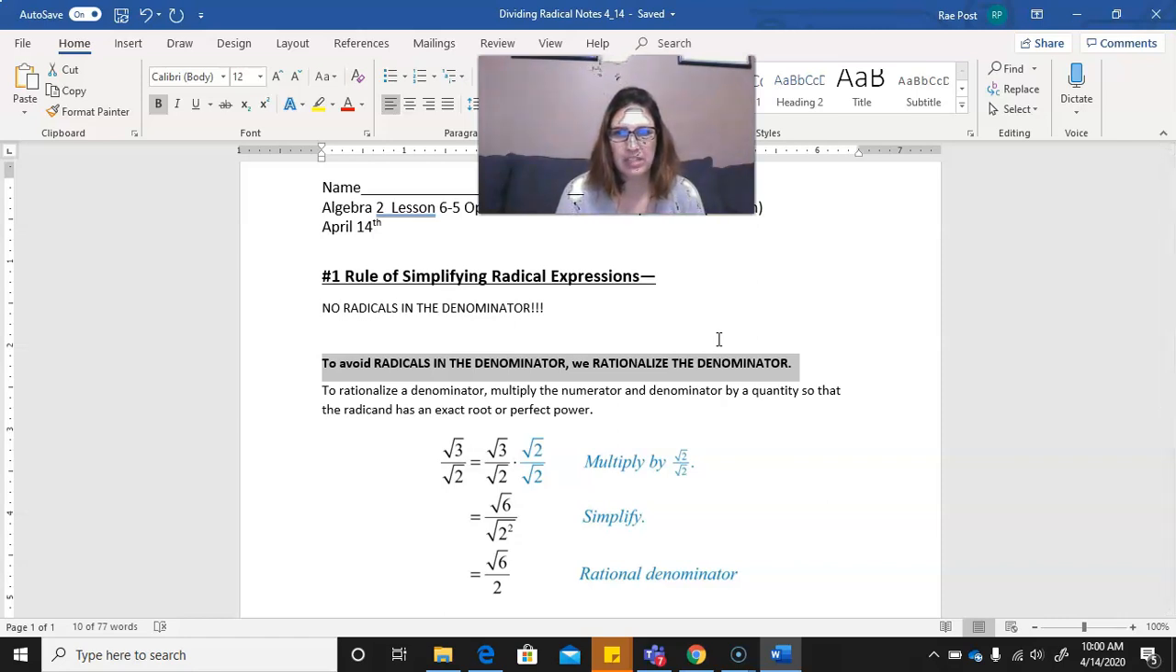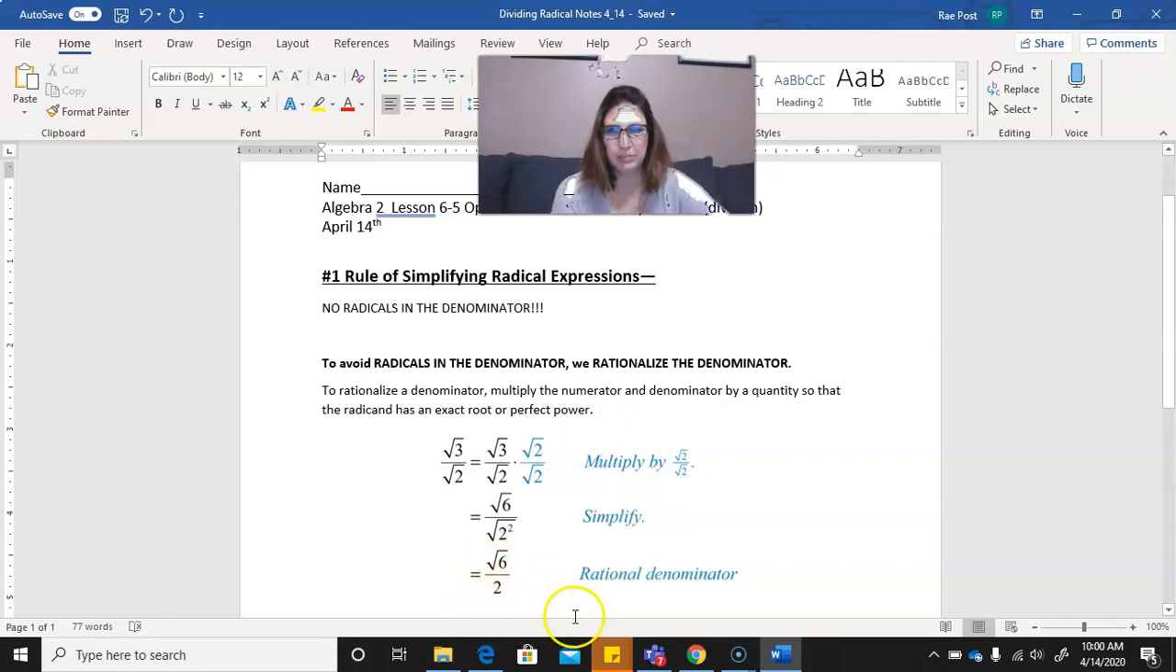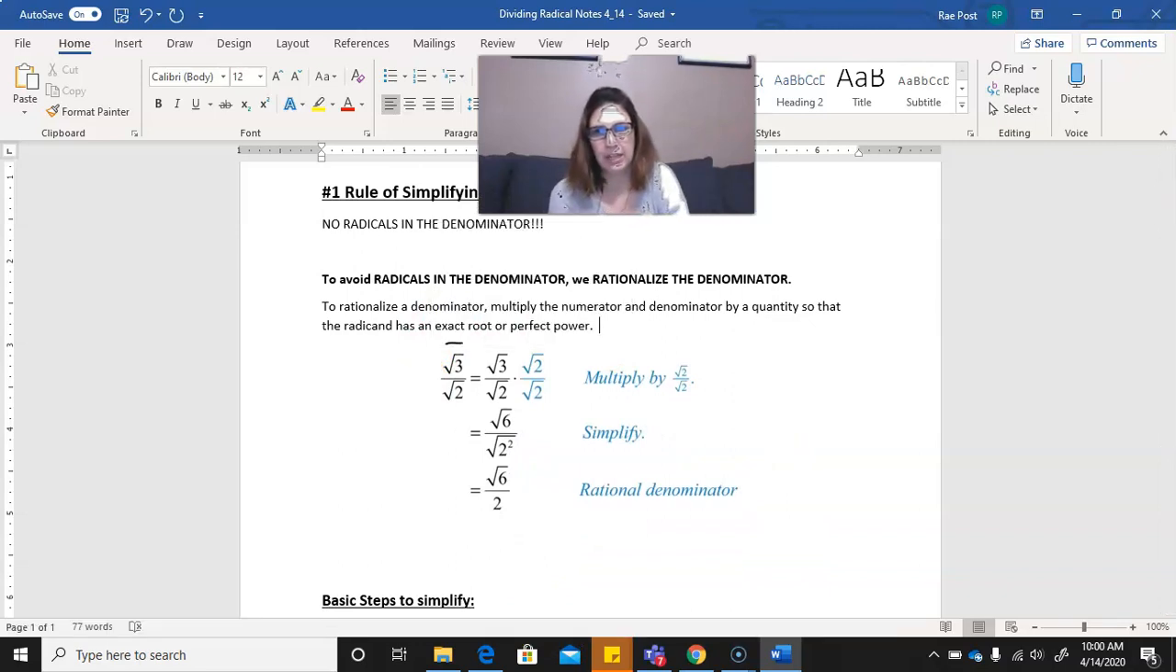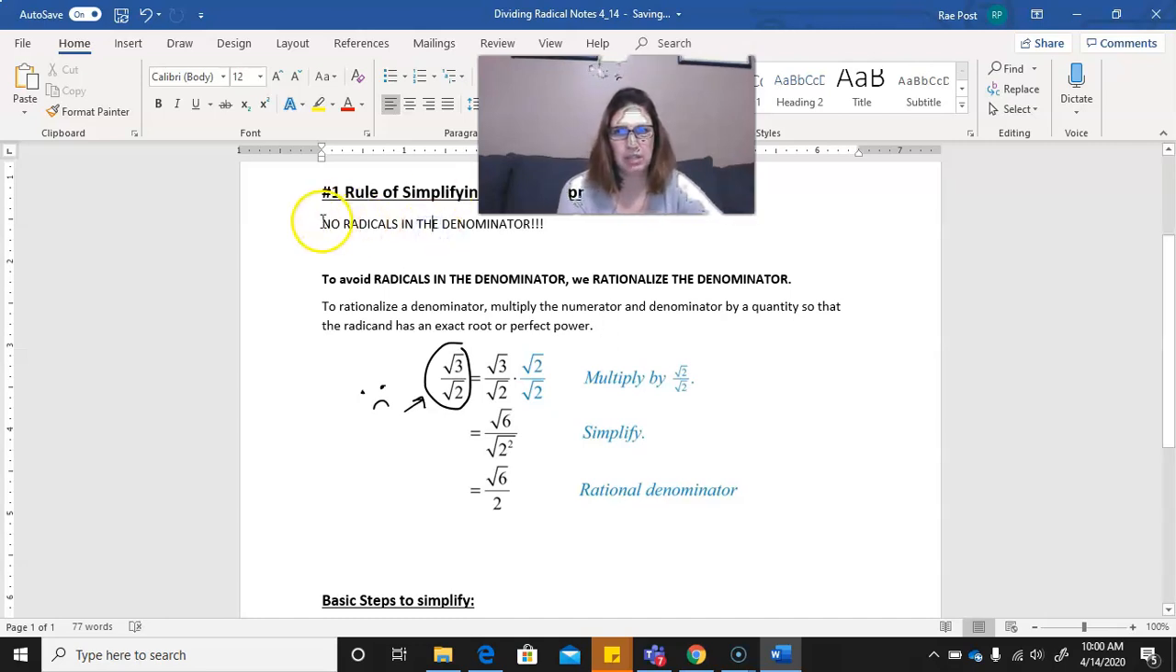So in order to do that, it says you multiply the numerator and denominator by a quantity so that the radicand has an exact root or perfect power. So you're trying to make it like a perfect square or a perfect cube or a perfect whatever. So you'll end up with no radical in the denominator. Like down here, you have a 2 down here. Okay, so your goal is, for example, if you had this problem right here, the square root of 3 divided by the square root of 2, you can't have this square root of 2 on the bottom. You cannot have that.